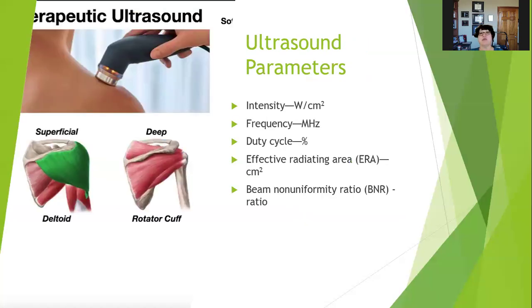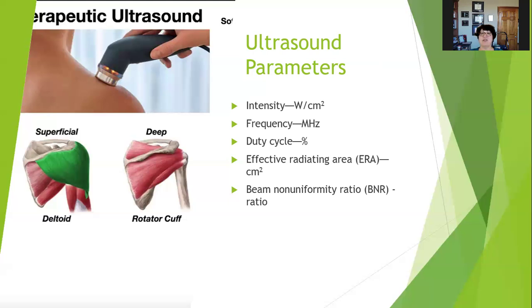So the parameters that we are going to record in our documentation: the intensity in watts per centimeter squared, the frequency in megahertz. So it's either going to be 1 or 3.3 megahertz. The intensity is going to be whatever you turned it up to. The duty cycle is the percent of time that the ultrasound is on. So 100% duty cycle, that's continuous ultrasound, and it's on all the time. It's on 100% of the time. At a 20% duty cycle, it's on 20% of the time and off 80% of the time. That's a 20% duty cycle.